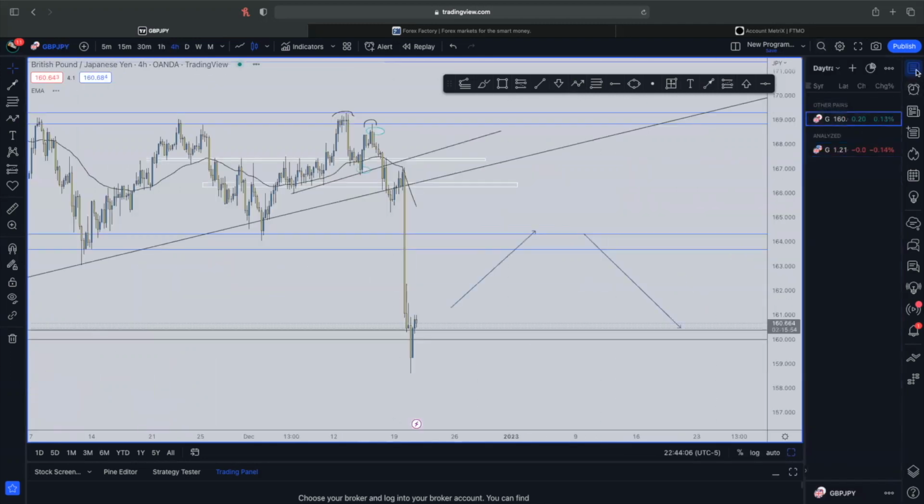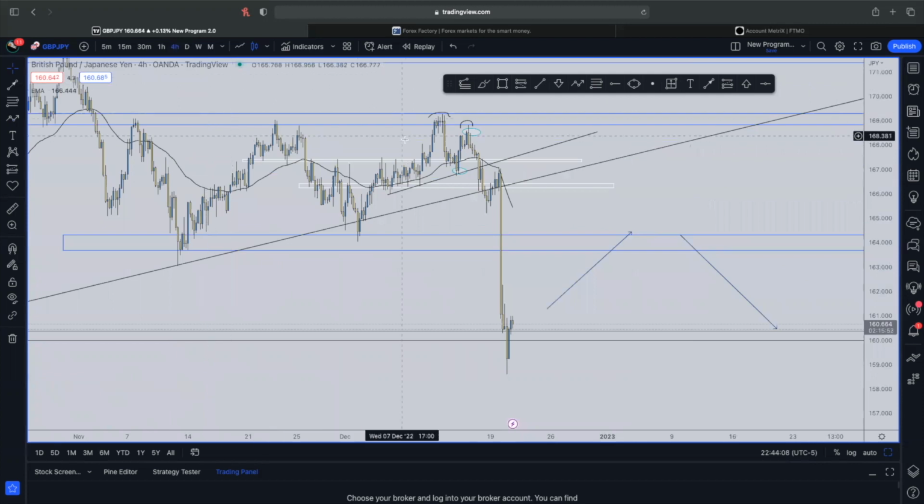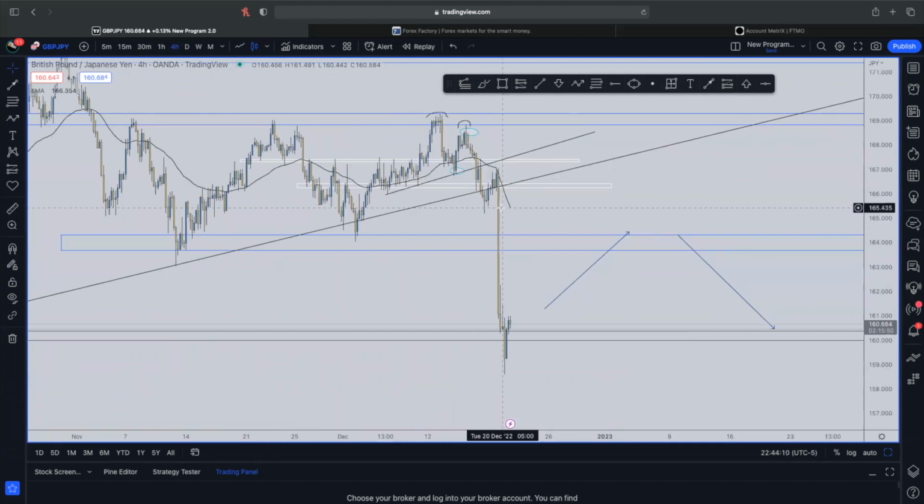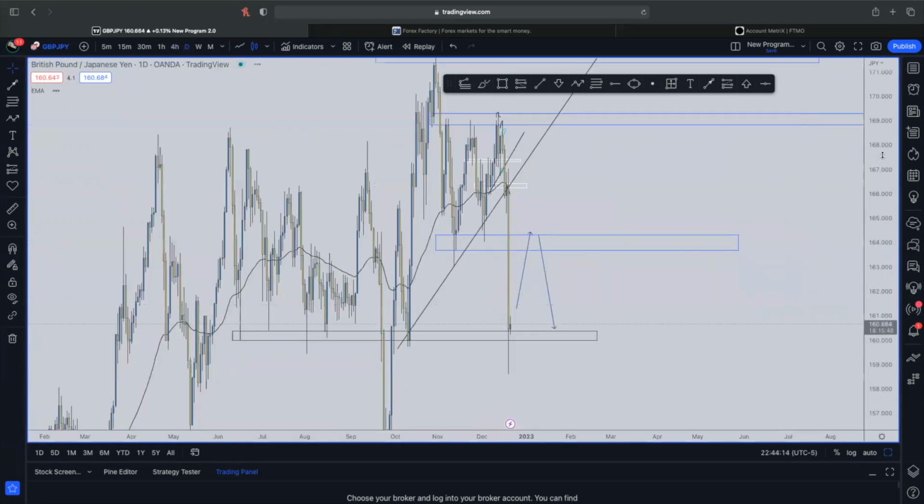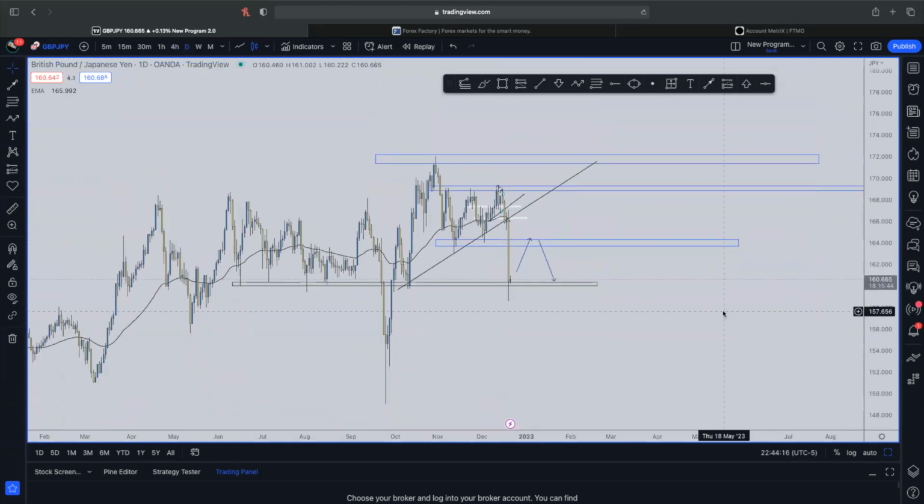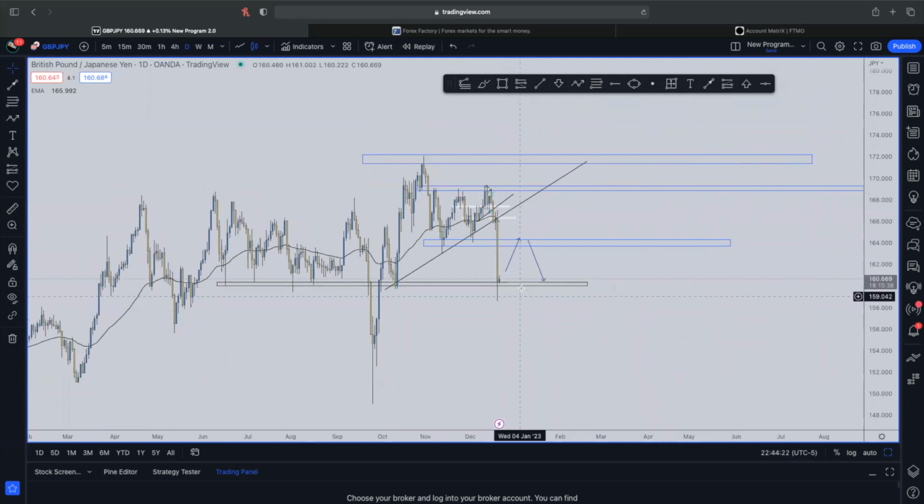GBPJPY, we had this crazy drop on GJ yesterday because the Bank of Japan declared a market crash. They raised, hikes interest rates, and it's just bad news for the yen. Price comes down, creates a lower low. I am expecting price to come back up, retest, and reject this key area that it previously broke.